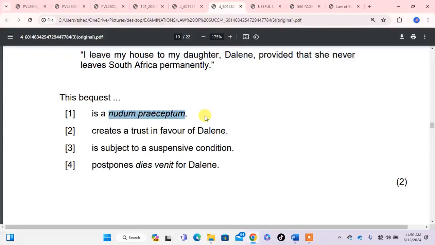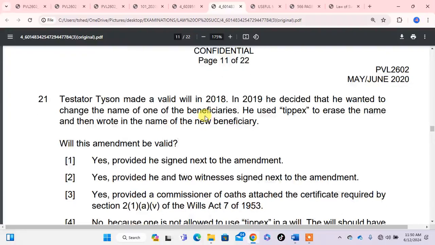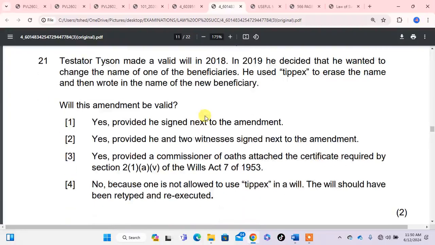Then let's go to another question, 21. Testator Tyson made a valid will in 2018. In 2019, he decided that he wanted to change the name of one of the beneficiaries. He used a Tipp-Ex to erase the name and then wrote in the name of the new beneficiary. Will this amendment be valid?